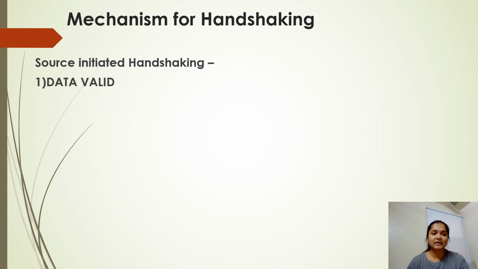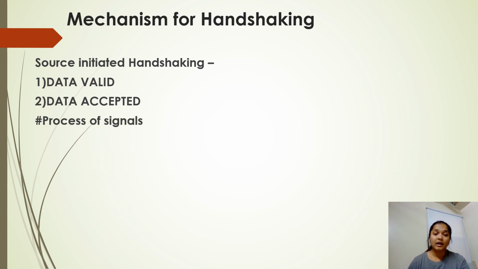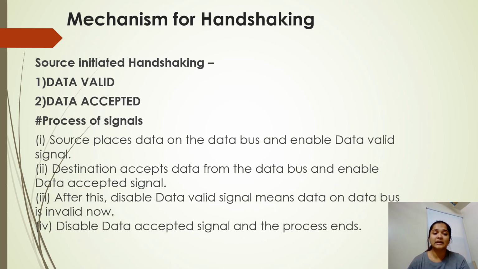Now let us understand these signals and the process of these signals. Source places data on the databus and enables the data valid signal. Now destination accepts data from the databus and enables the data accepted signal. After this, disable the data valid signal, meaning data on the databus is invalid now. Disable the data accepted signal and the process ends.